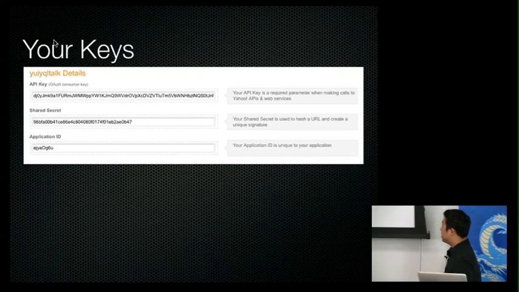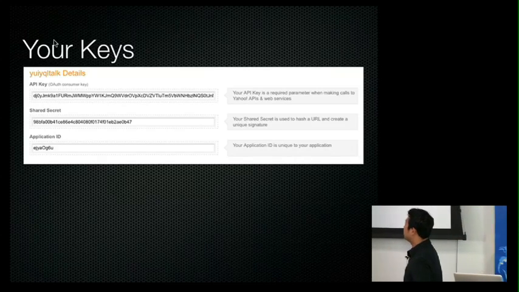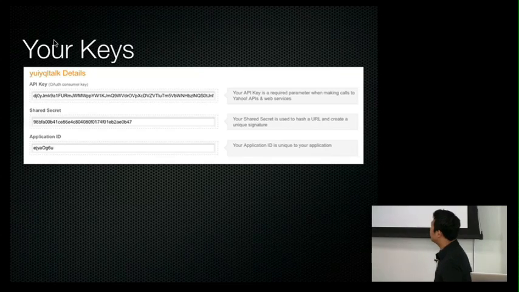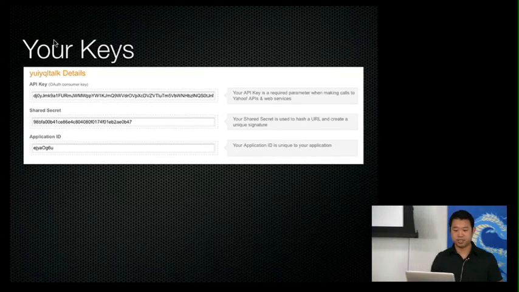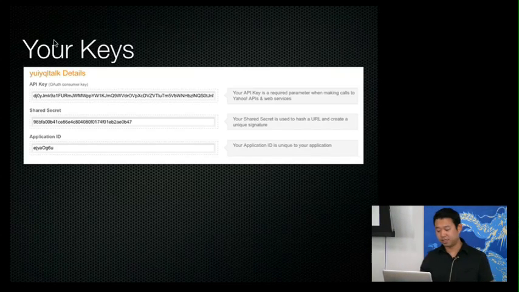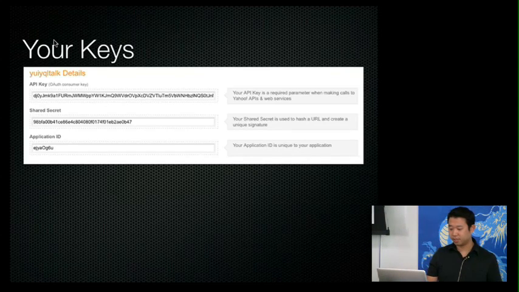And this is how you get your keys. You're then presented with the consumer key on the top, the secret in the middle, and you don't have to worry about the application ID for this example. Those are the two things that you need to know, the key and the secret.